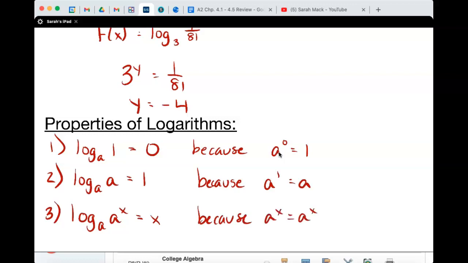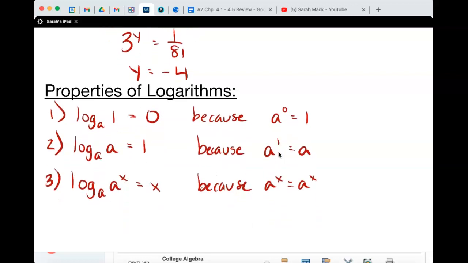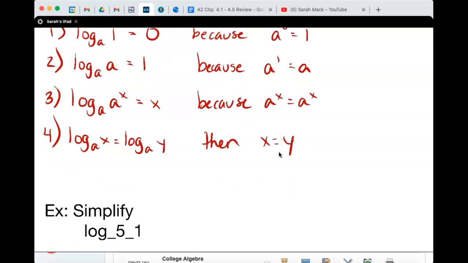I could rewrite it as an exponential. It would be a to the x equals a to the x. And the last one, this is our one-to-one property. So if we have the same logarithm on both sides of the same base, we could write x equals y. Just like our exponentials, if I have the same base to whatever exponents equal to each other, same thing with logarithms: same base, I can set each expression equal to each other.